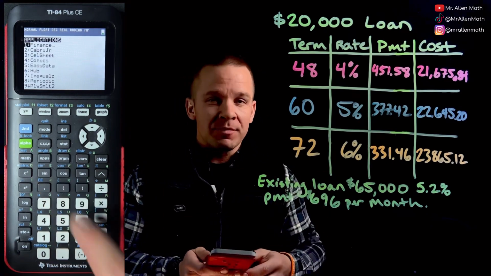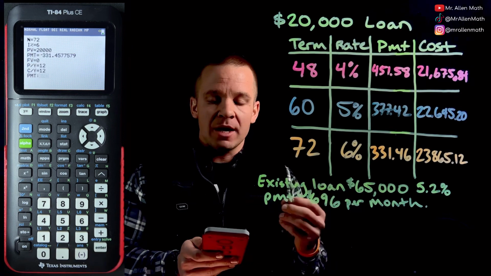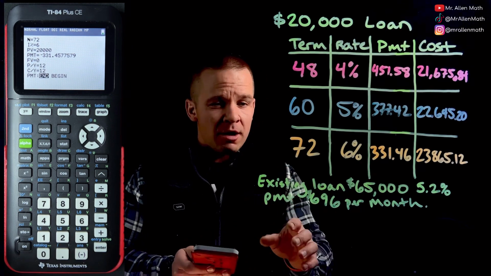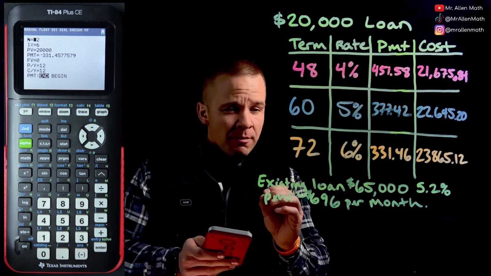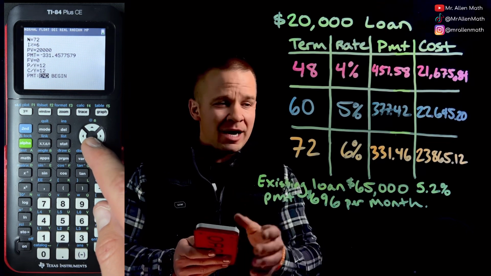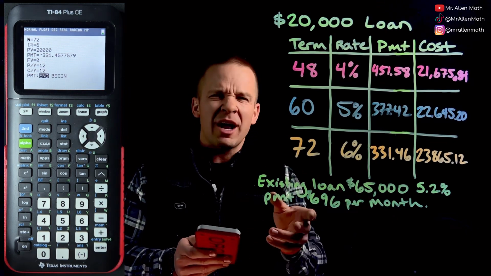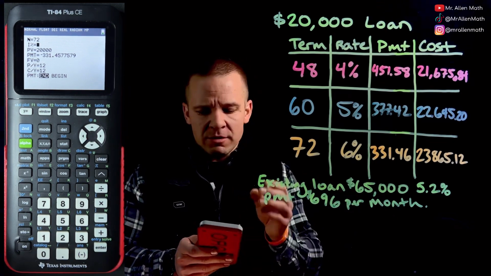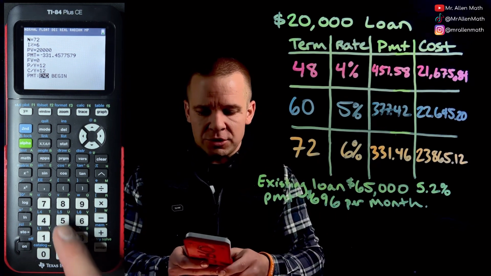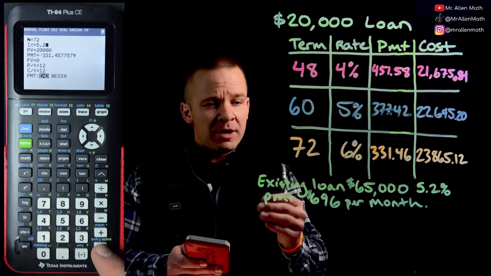I'm going to hit apps. I'm going to choose finance. I'm going to go to TVM solver. Now, what I'm going to do here is, my number of months, I don't know what that is, right? It doesn't tell me how much time I have left in this loan. We got to figure that out. So if I go down to my interest rate, it's 5.2%. We'll change that one.